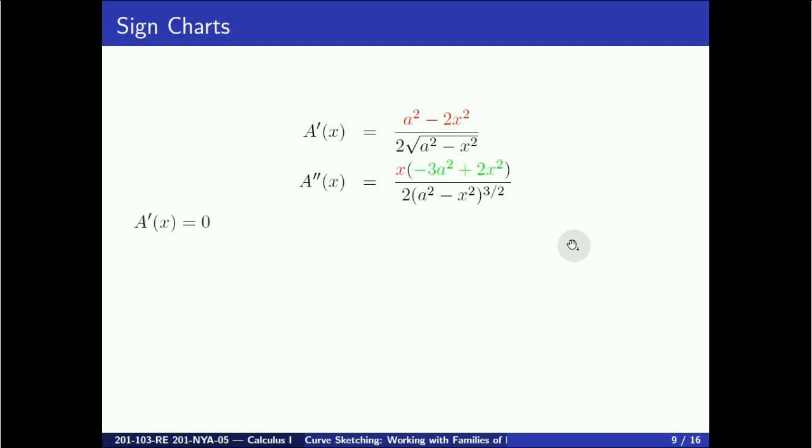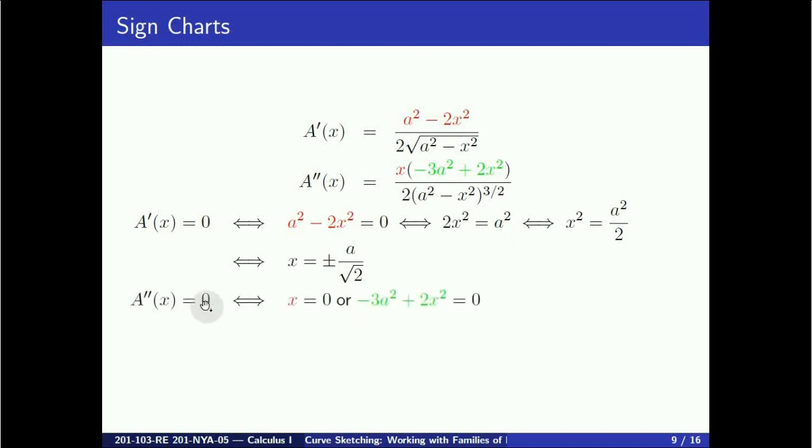Now A prime of x is equal to 0 when its numerator, highlighted in red, a squared minus 2x squared, is equal to 0. This means that 2x squared is equal to a squared, or x squared is a squared over 2, or x is plus or minus a over the square root of 2. But only x equals a over root of 2 lies in the interval.